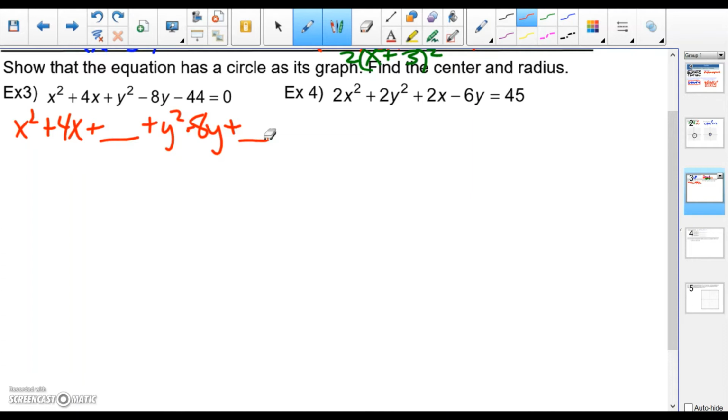All right, and we're going to do 2 different completing the square problems. So eventually you're going to need to add that 44 over to the other side. Let's just go ahead and do it now. Add the 44 over, so equals 44.